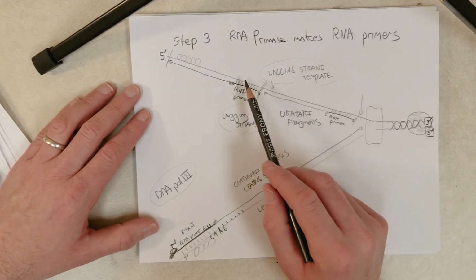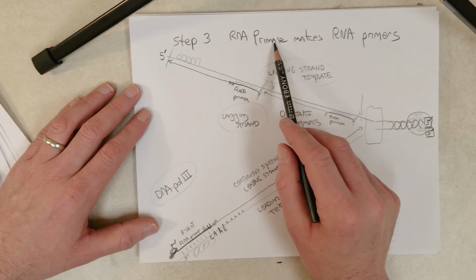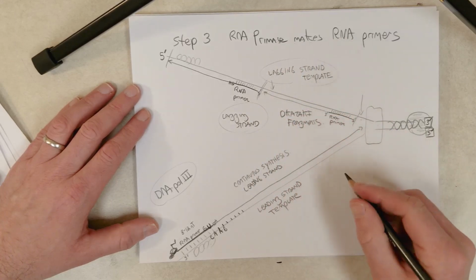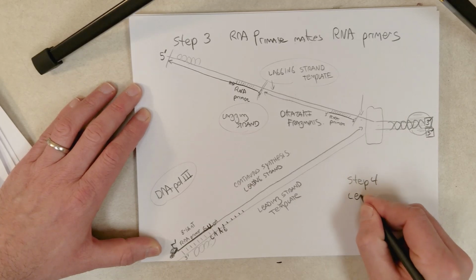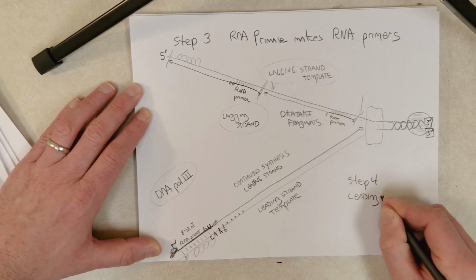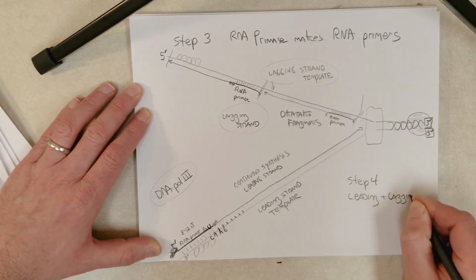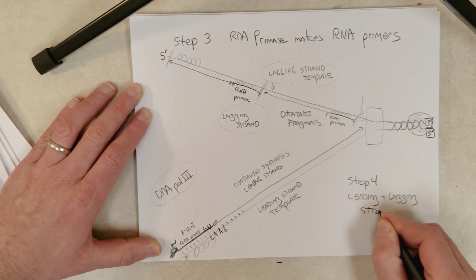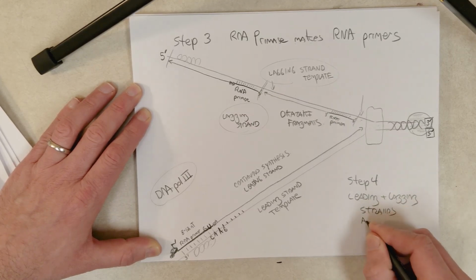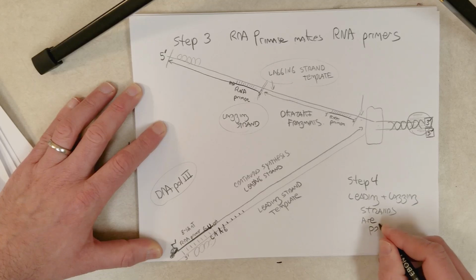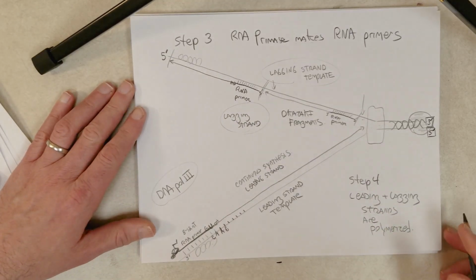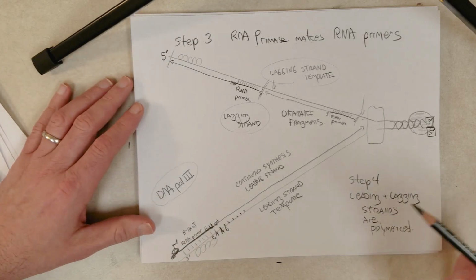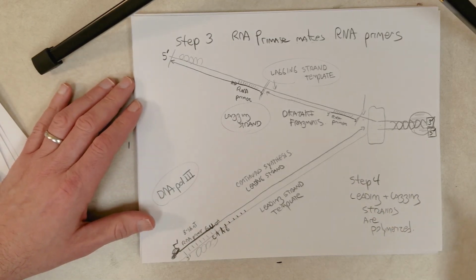So that's step 3: RNA primase makes RNA primers. Step 4 we already covered. Step 4 is the leading and lagging strands are polymerized or synthesized. Polymerized and synthesized mean the same thing with respect to replication.